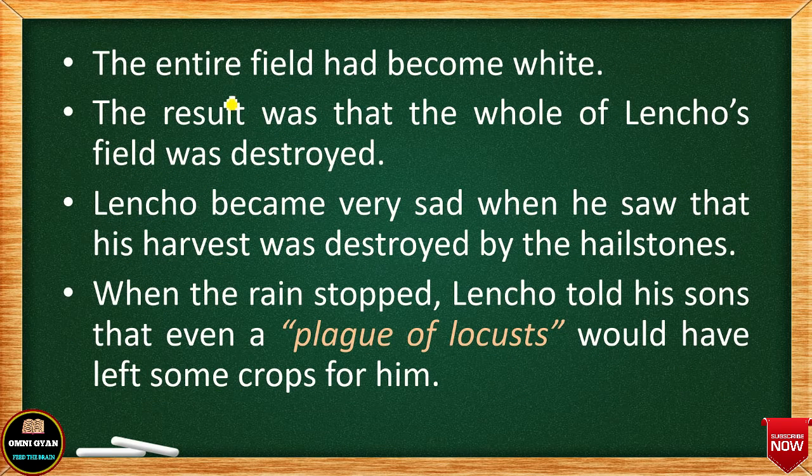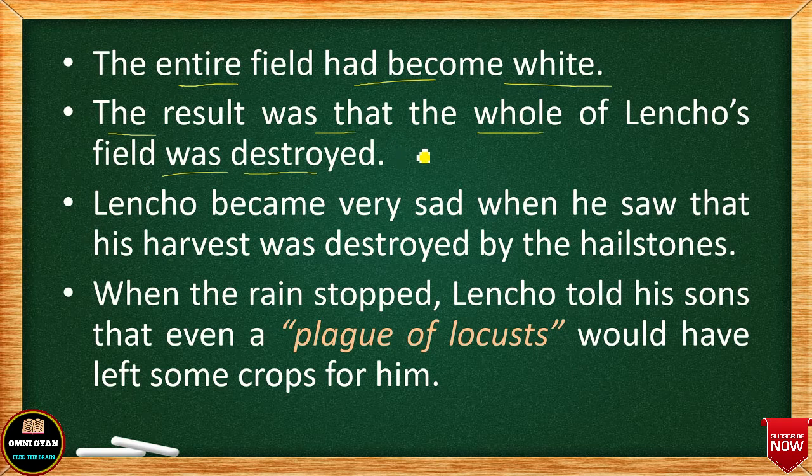Okay, and the entire crop field had become white in color. So you can imagine, for 1 whole hour the hailstones were falling. So obviously the whole field was covered with hailstones, and hailstones are quite white in color. So the entire field had become white in color. Now what was the result? The result was that the whole of Lencho's field was destroyed.